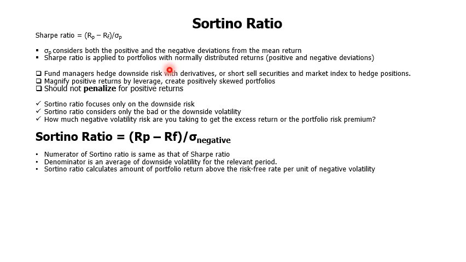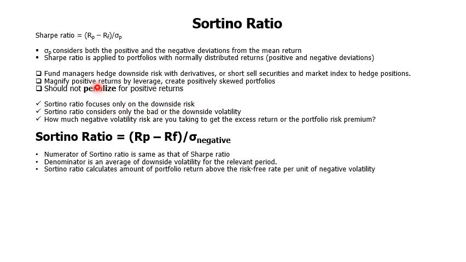However, fund managers normally hedge downside risks with derivatives or short sell securities and the market index. Also, they magnify the positive returns by leverage, creating positively skewed portfolios. So we should not penalize the fund managers for the positive returns. Basically, it would not be fair to penalize fund managers for having a high positive deviation, that means returns above the mean. The Sortino ratio focuses only on the downside risk.